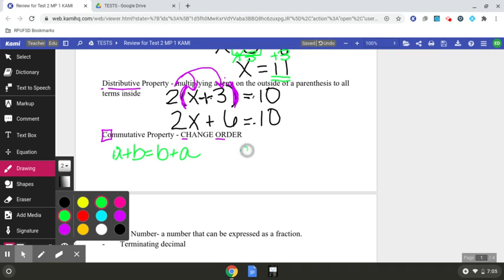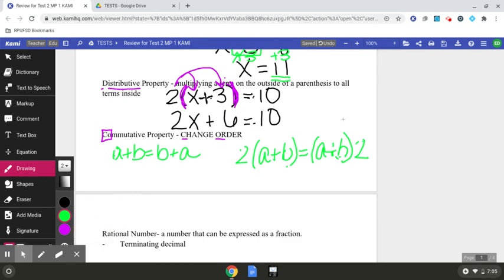Another way you might see it is if I went 2 times (A plus B) is now equal to (A plus B) times 2, and the 2 is now moved to the back of the parenthesis. Same thing though. What happened is the order of my terms changed. The 2 was in the front, now it's behind, right? So it can be written multiple ways, the commutative property. You just have to be able to identify if I changed order, CO, then it's commutative.